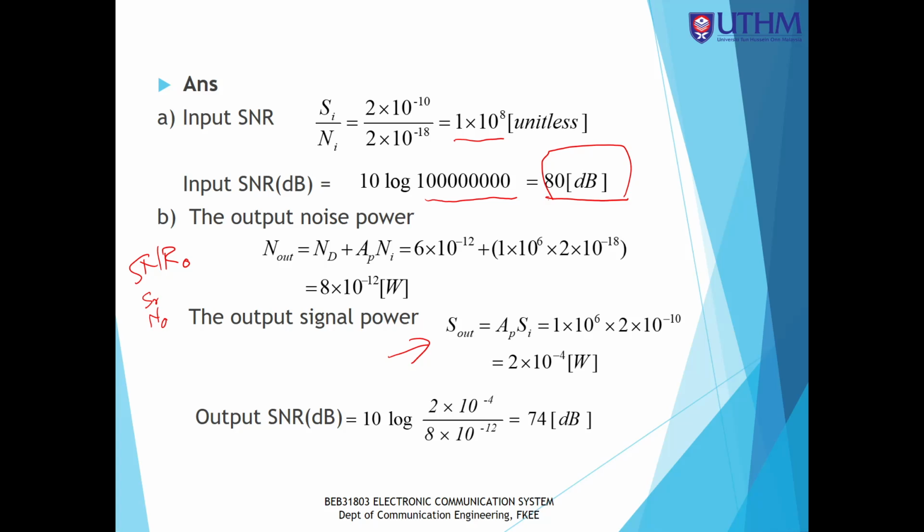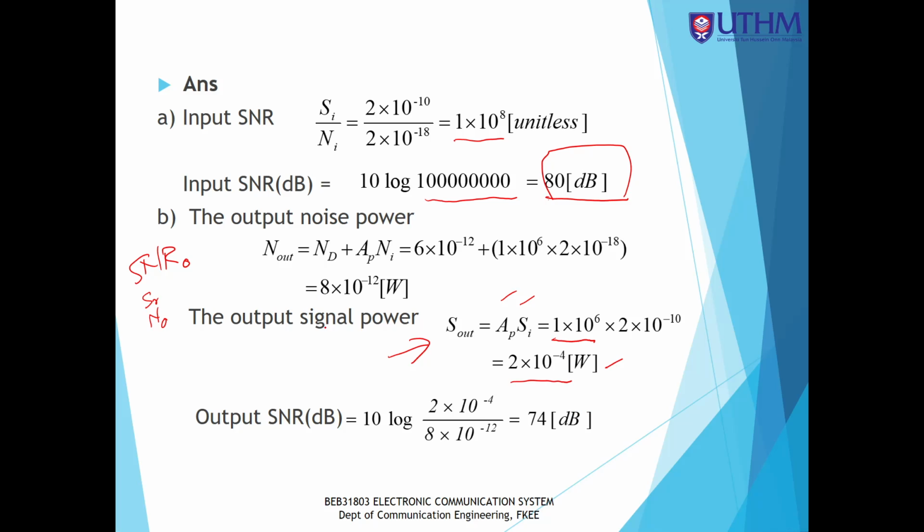So SO, the output signal power, is equal to the gain multiplied with the input signal power. The gain of 1 million was given earlier, multiplied with the input signal power of 2 times 10 to the power of minus 10. So therefore you will get 2 times 10 to the power of negative 4 watt.